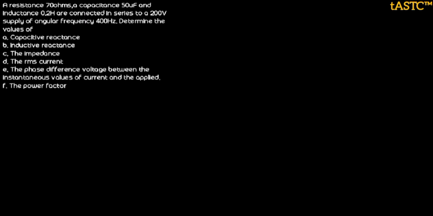A resistance of 70 ohms, a capacitance of 50 microfarads, and an inductance of 0.2 henries are connected in series to a 200 volt supply of angular frequency 400 hertz. So we need to determine all these parameters which are required of us. So first we need to bring out the given parameters. We got the resistance R, that is equal to 70 ohms.